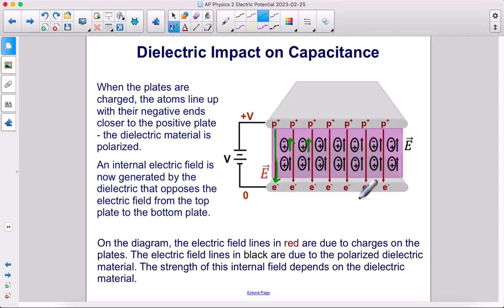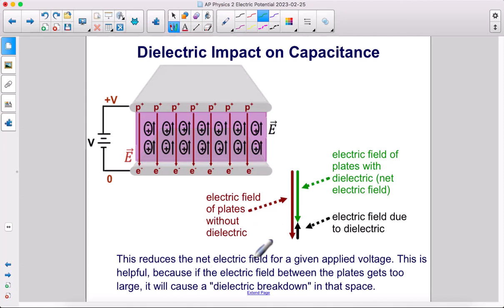The strength of this internal field depends on the dielectric material. The overall effect is that the dielectric reduces the net electric field for a given applied voltage. This is helpful because if the electric field between the plates gets too large, it will cause a dielectric breakdown in that space. So here in red you can see the original electric field between the plates. However, with the dielectric, we now have this little electric field pointing the other way, reducing the net electric field.